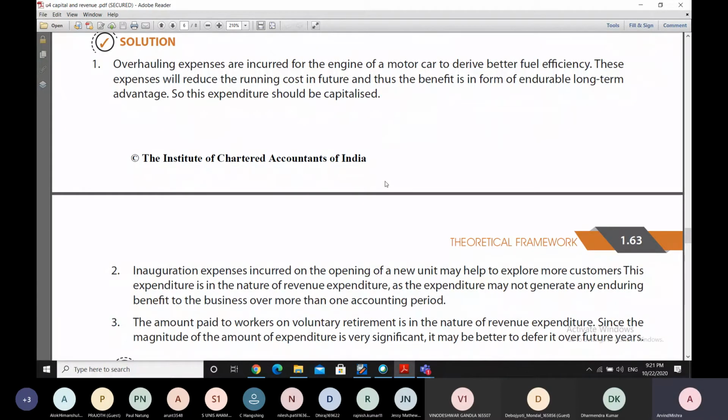So the size of an expenditure can also sometimes make an expenditure a capital expenditure, though we cannot be sure that any future enduring benefit will come from that. Straight away the cost is being reduced, because we are giving up certain workers permanently. They are going for voluntary retirement. Those workers will not have to be paid any salary, and therefore the recurring cost is going to decrease over a period of time.